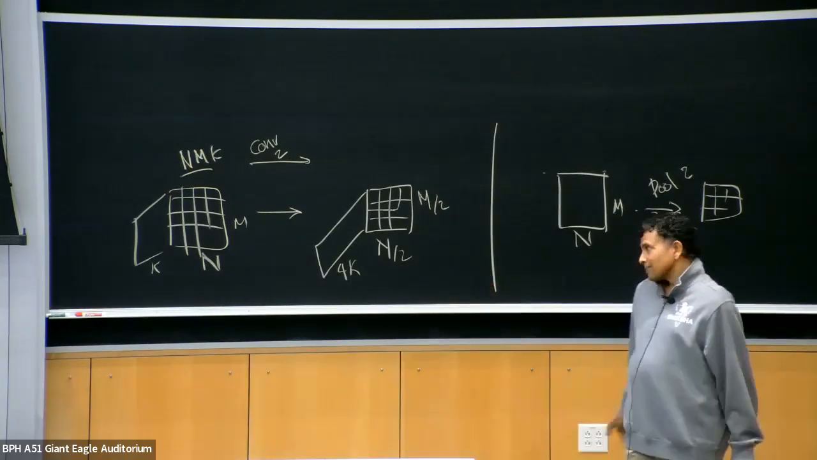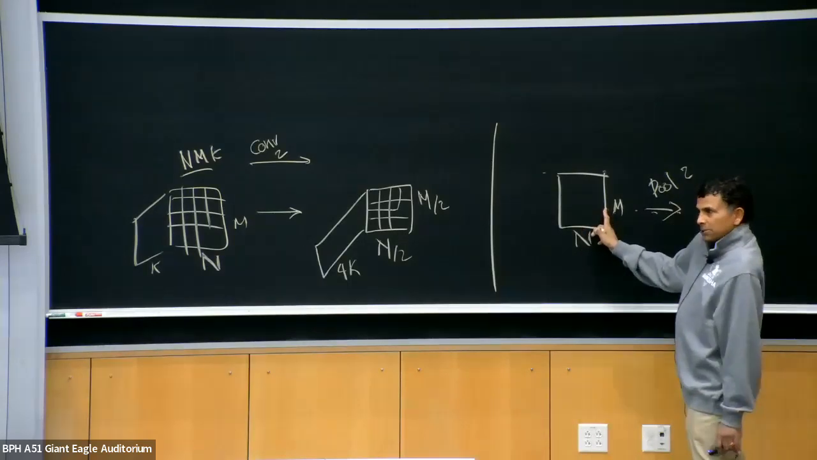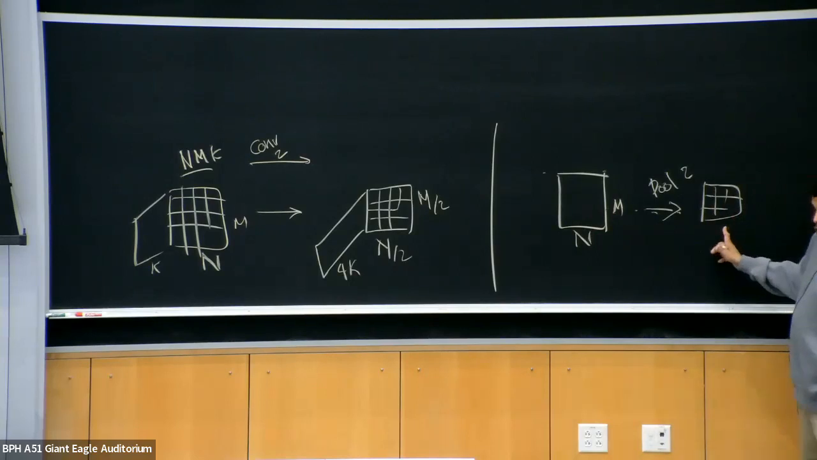Okay, tell me this. If I convolve with stride 1, the output remains more or less n times m. Then if I pool with stride 2, what will this become?